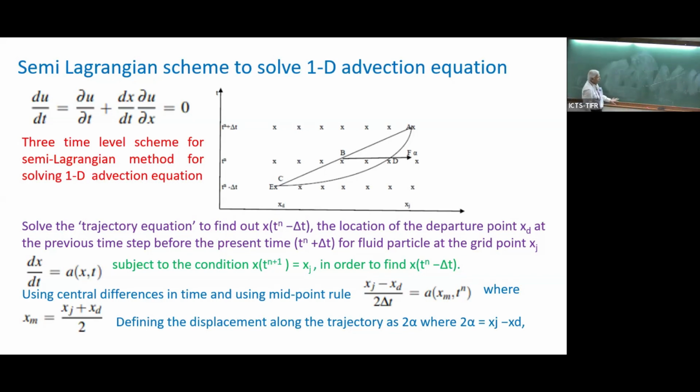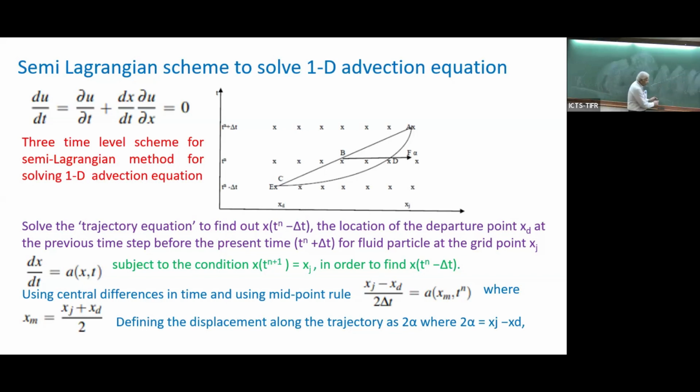So what it means is, if I know the location of the departure point 2 delta T times before, then the value of f at the present time, which is what I want to know, is equal to the value of f at the location of the departure point 2 delta T times before. So I have to find out the location of the departure point. Now, how do I find that?